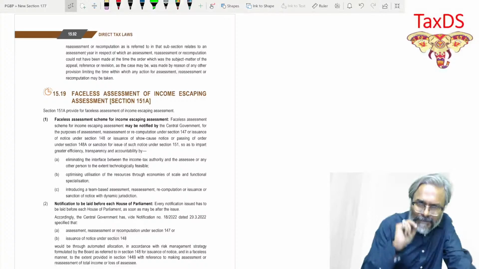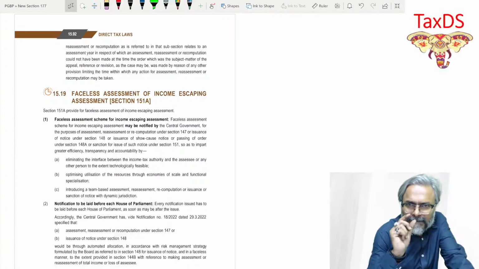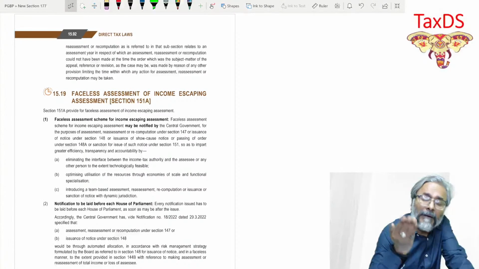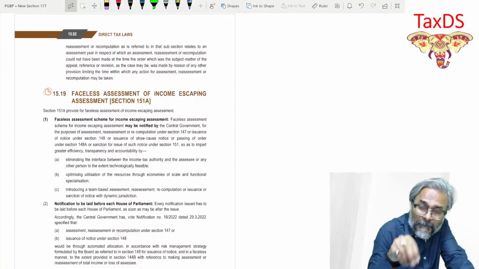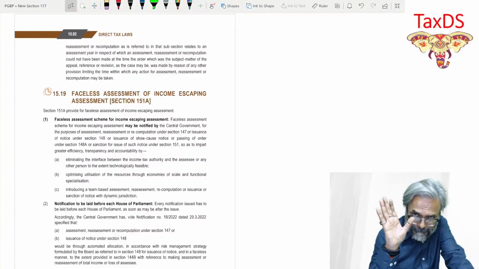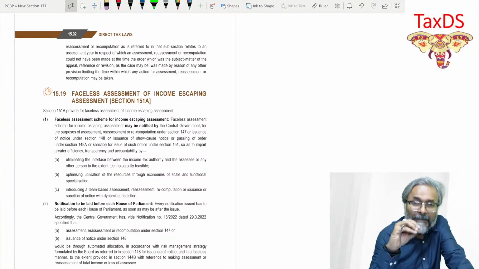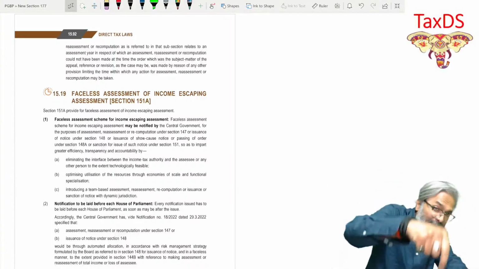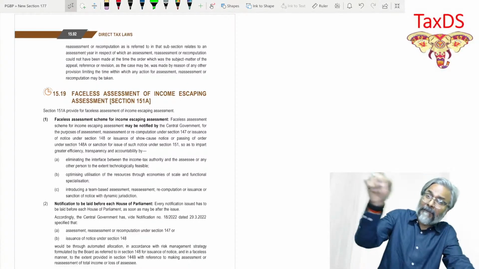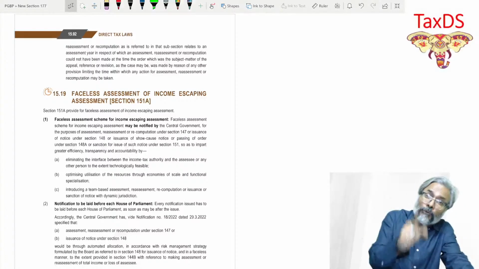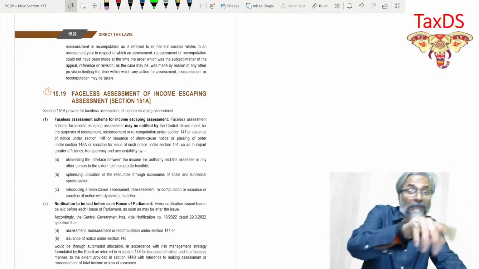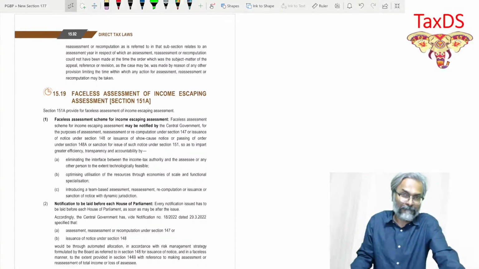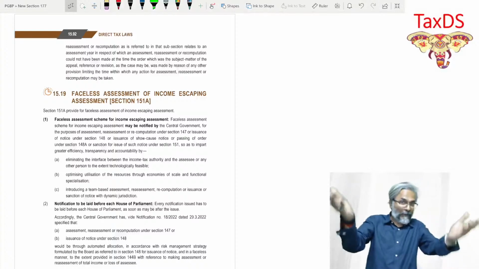The major reason for the amendment, students, I'll just give you a background. If you are all aware, earlier assessment in the case of search was to be undertaken under section 147 itself. So under 147, we used to do the assessment in consequence of search. So after the search, the assessment thereafter was under 147 itself. This is what many of you would have known.